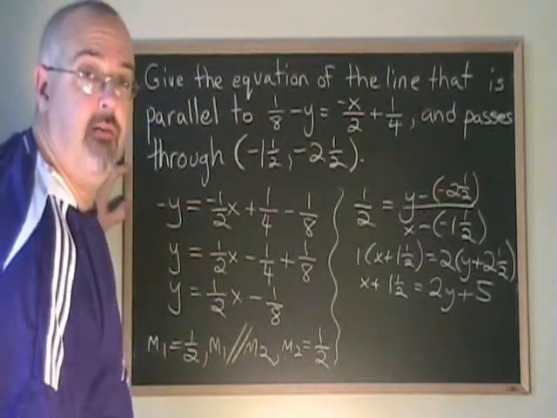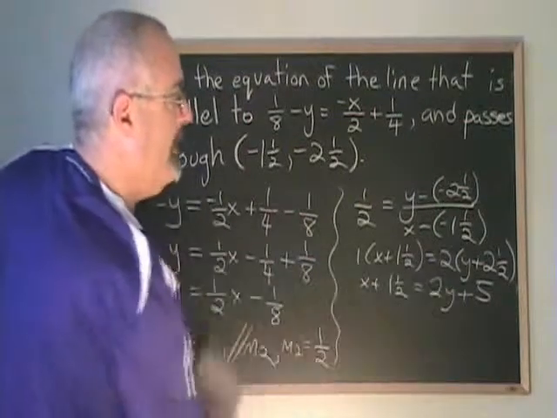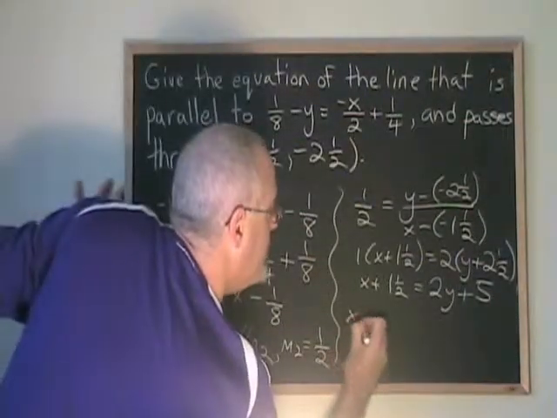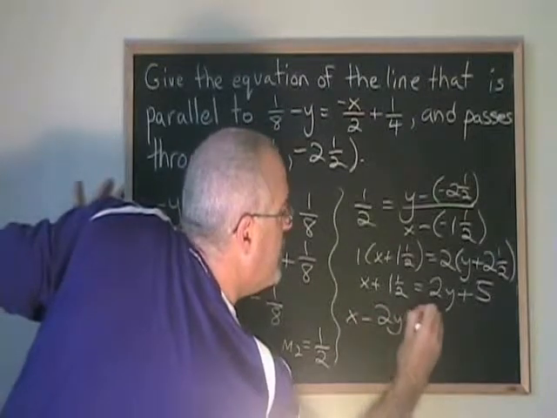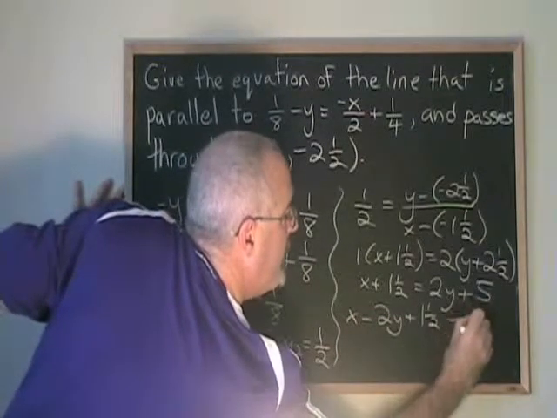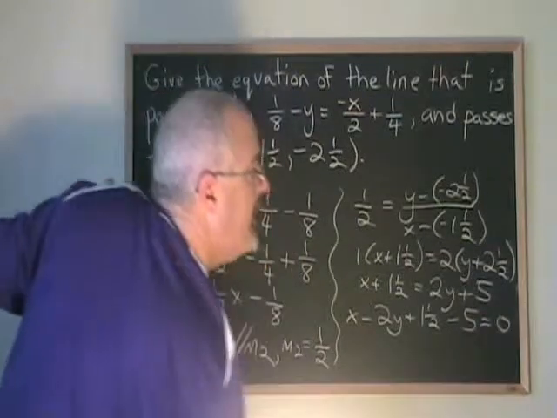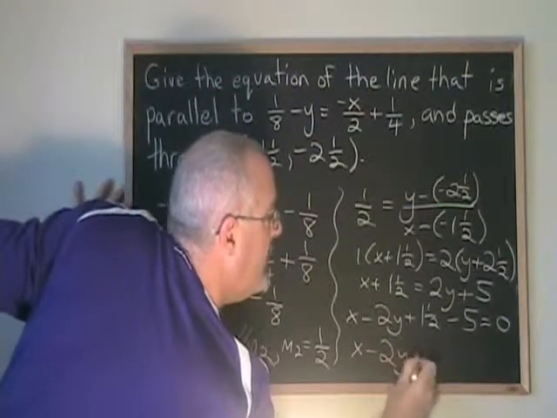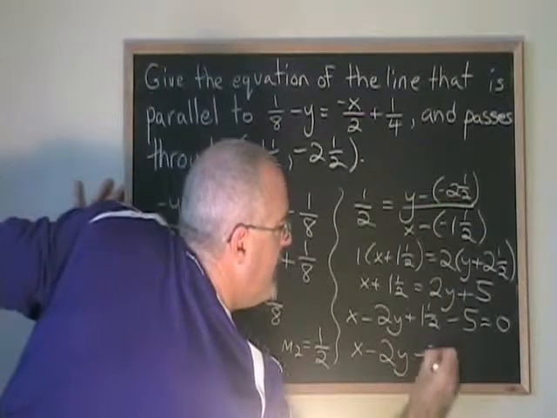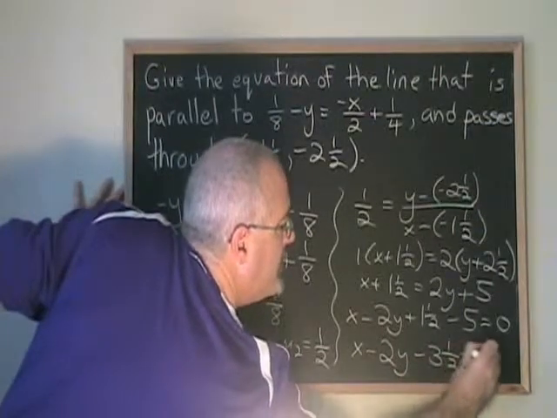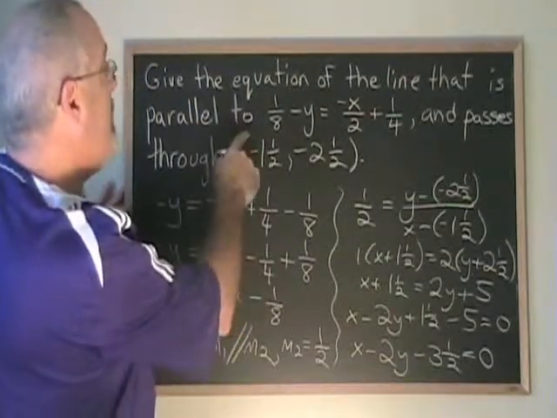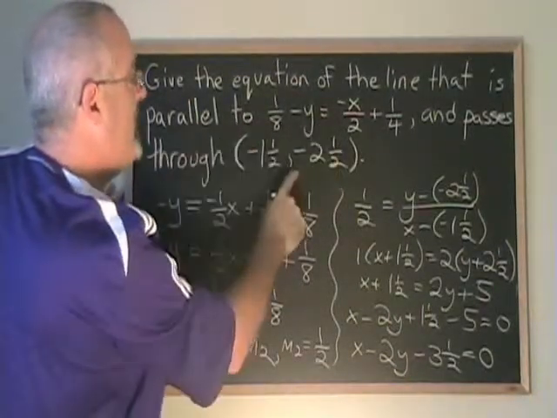And then, to give the equation in standard form, I will move everything to the left of the equal sign and simplify. x minus 2y plus 1.5 minus 5 equals 0. Combining the two similar terms, x minus 2y minus 3.5 equals 0 is the equation in standard form of the line that is parallel to this line and goes through this point.